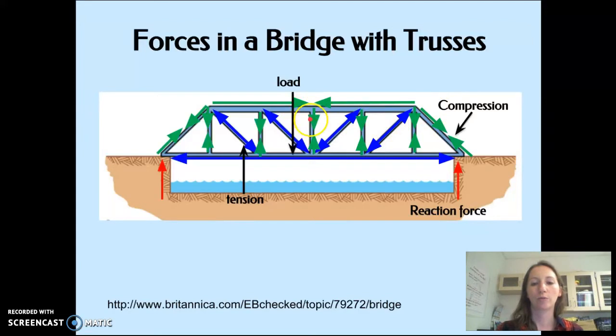Because there's force from the load pushing down, these vertical beams are going to be under compression. There's force pushing down, and there's force pushing up, the reaction force. So they're under compression. The diagonal beams balance that compression out by creating tension, a pulling force that helps to balance it out. So you can see there's compression and tension balancing here. The truss helps to strengthen that bridge. Okay, make sure you get that diagram in there.